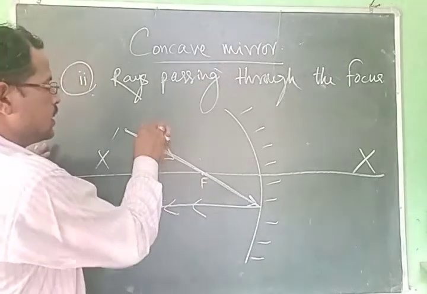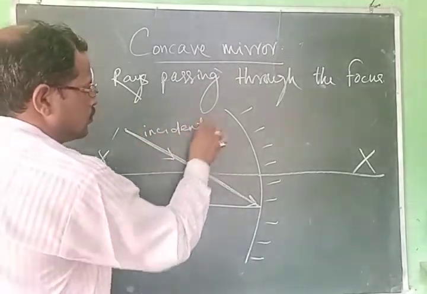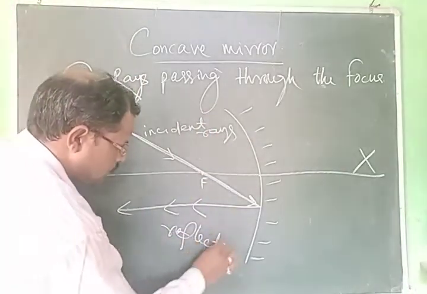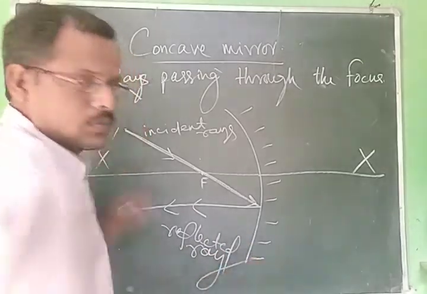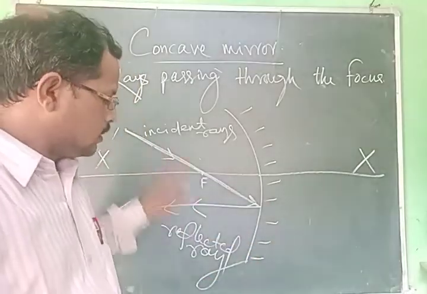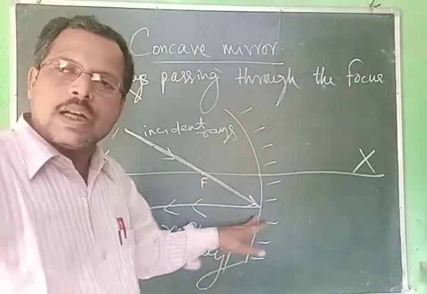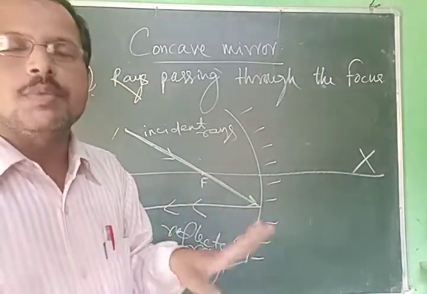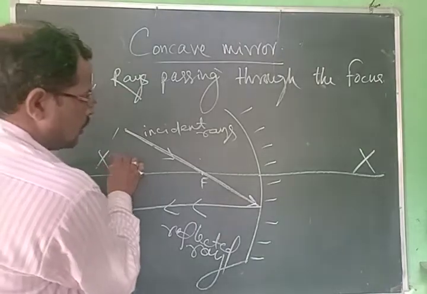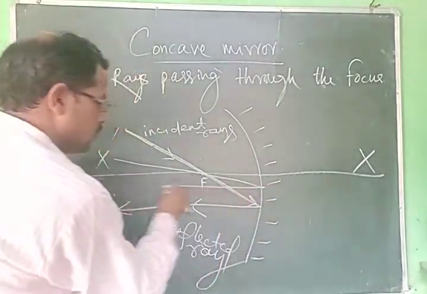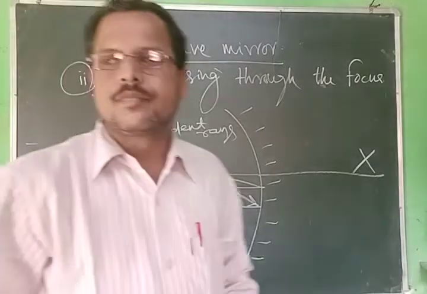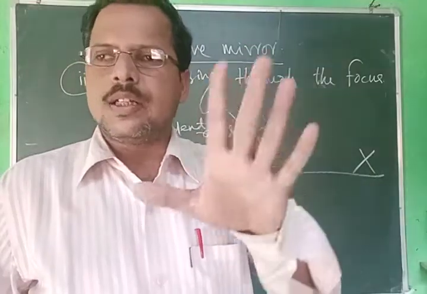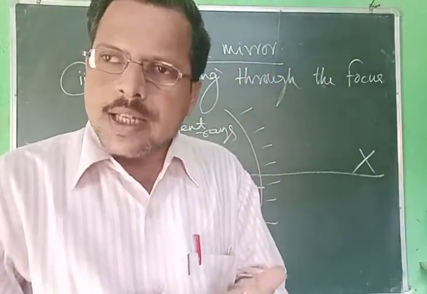Okay. This is the incident ray. And this is reflected. What? Okay, incident ray, reflected ray, parallel with the principal axis. So all rays passing through the principal focus get reflected parallel with the principal axis. That means if another ray, that is also parallel. Next, the last point. What I said earlier.